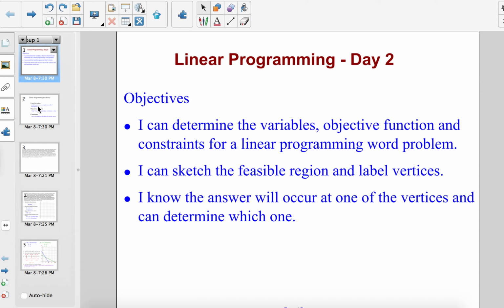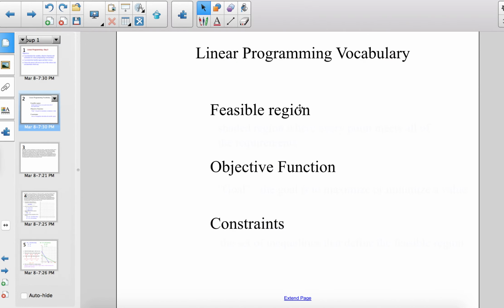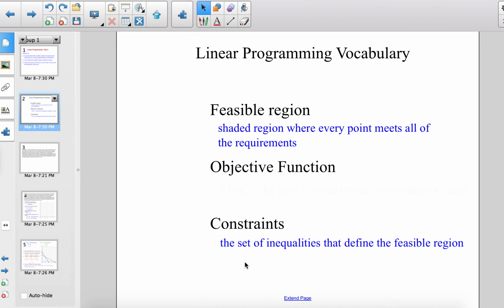So I just wanted to start with some of this vocab. There's a lot of vocab on this page. So what is the feasible region? Well, we talked about this yesterday. This is the shaded region where every point meets all of the requirements. Now, we mainly are concerned about the constraints. The constraints are the inequalities that define this feasible region.